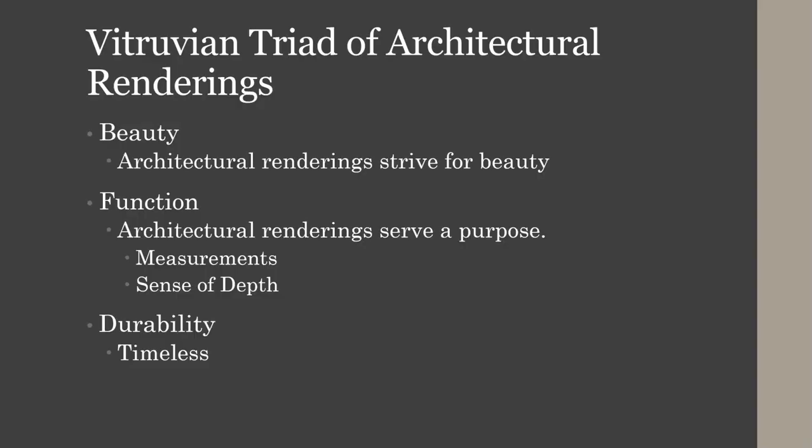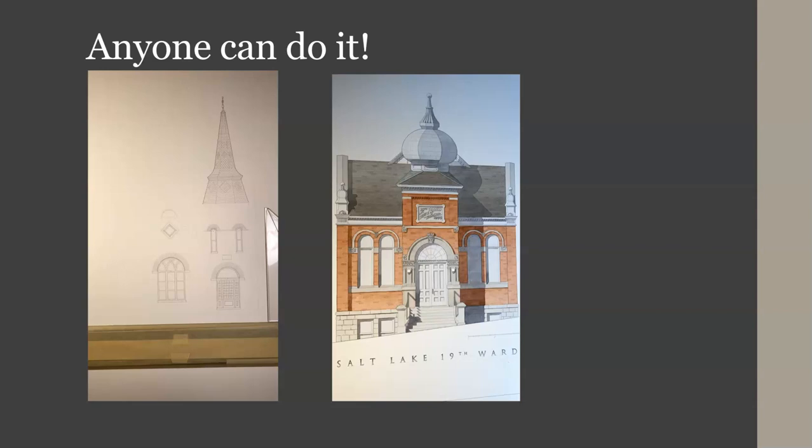The Vitruvian triad of architectural renderings. It's beauty: architectural renderings strive for beauty. It's function: architectural renderings serve a purpose. Measurements, a sense of depth, durability, and timelessness. And the big secret is that anyone can do this. And I will show these. This is from 2 videos that Ben has created, and we'll show these separately so you can see them more in their moving function as you play.